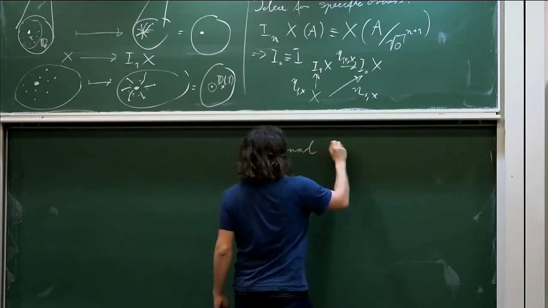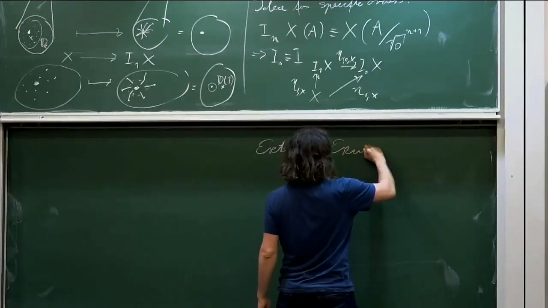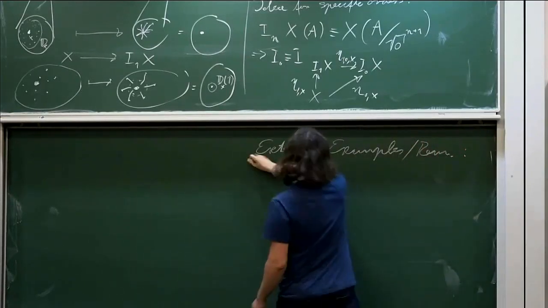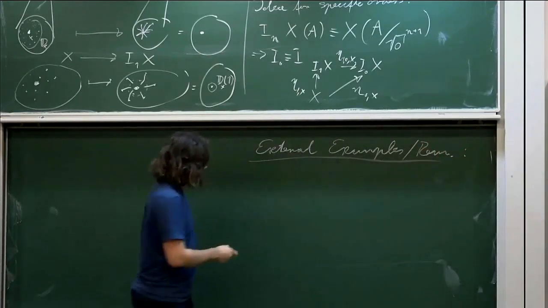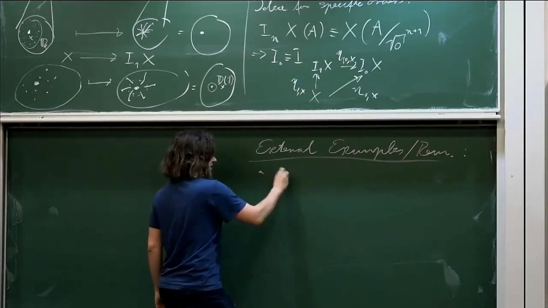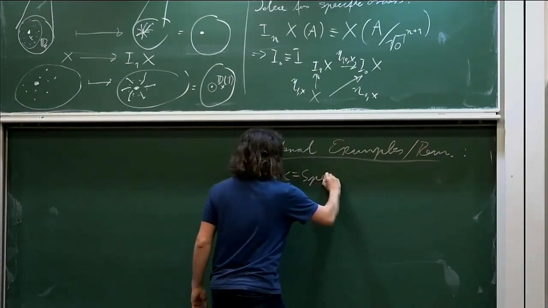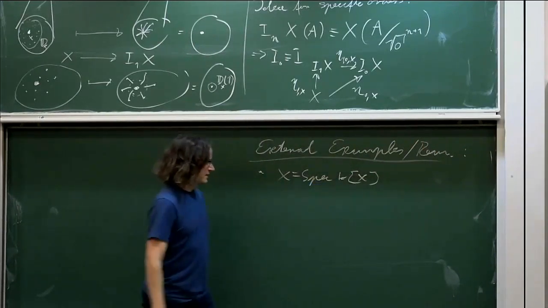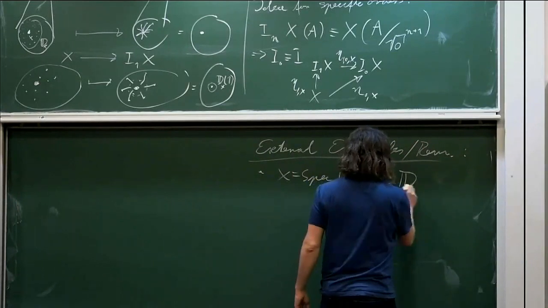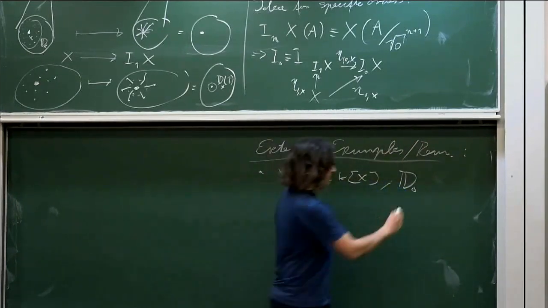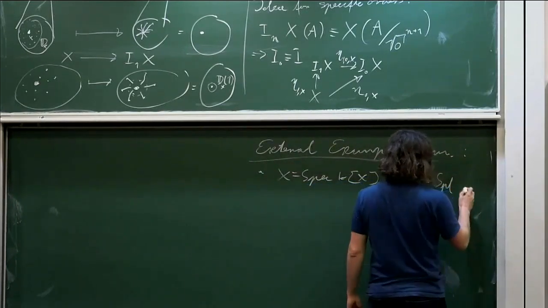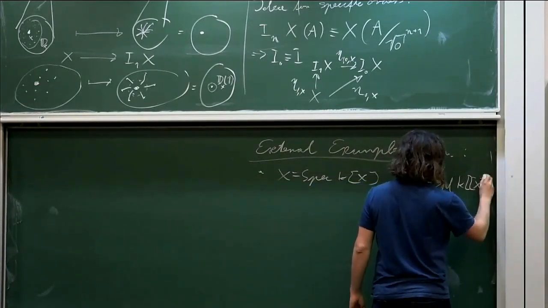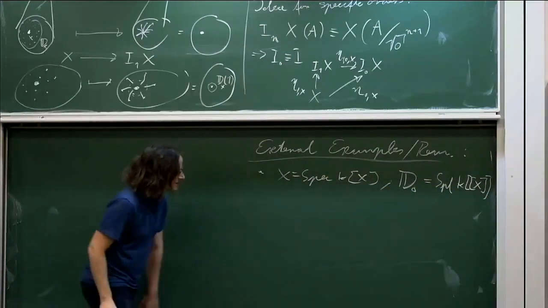Okay. Anyway, external examples, or let's say remarks. So, for example, if I say X is the affine line, like this, then D at 0 will be given as a formal scheme of the power series, topologized in the usual way.